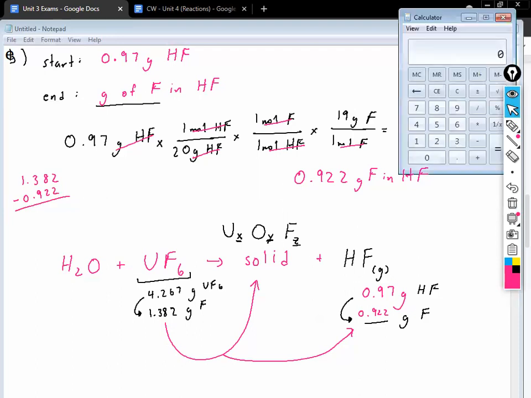From there, what we can do is 1.382 minus 0.922. That'll give us 0.46. So 0.46 of the fluorine ended up in the solid. And so there we go. Inside the solid, there are 0.46 grams of fluorine.